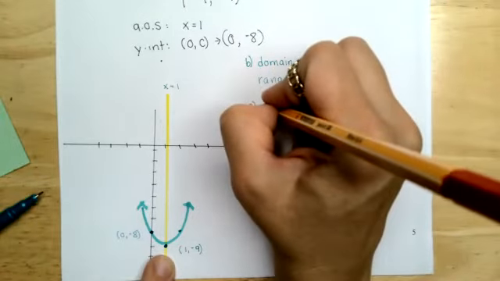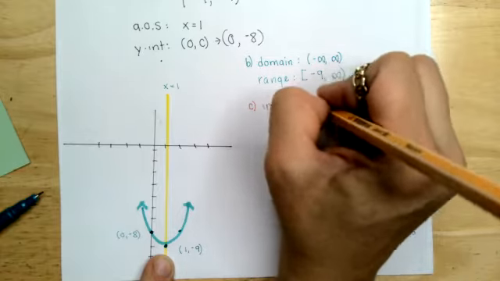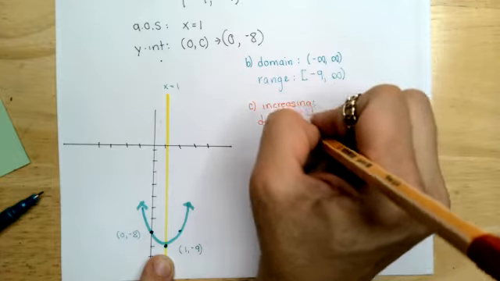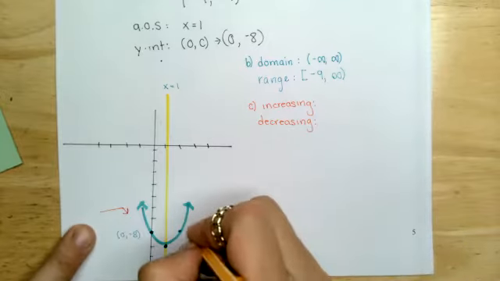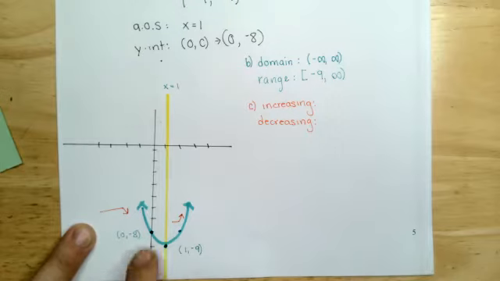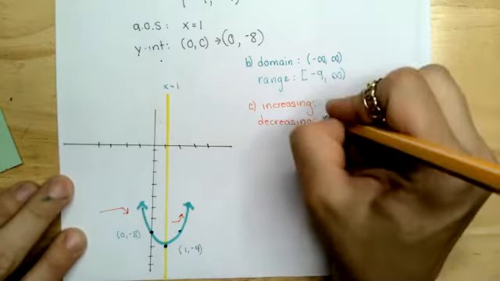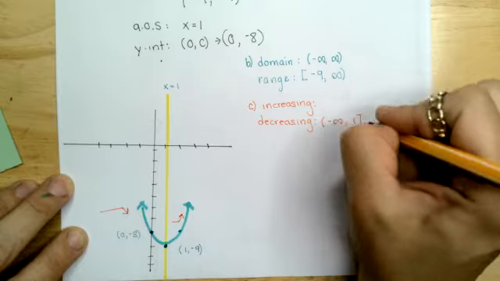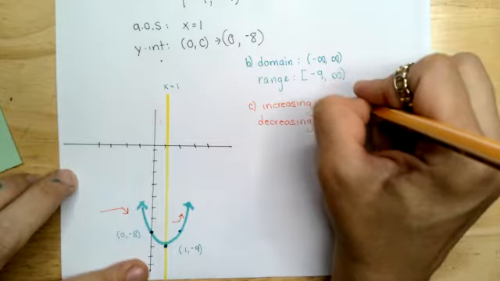C, where is it increasing? And where is it decreasing on the x-axis? So if I'm looking at this, it's going down first, and then it's coming up. Good. So it's decreasing on the x-axis. This is x equals 1. So it's decreasing from -infinity to +1. And then it's increasing from +1 to infinity.